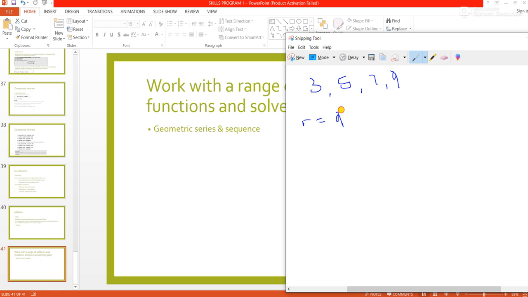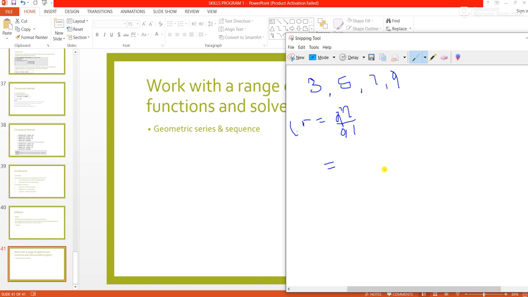The formula is a2 divided by a1. So in this instance, we need to take the second term and divide it by the first term. That's where you get the common ratio. So this is more of a series where we find the common ratio within the series that we have. A sequence is more about finding the nth term.